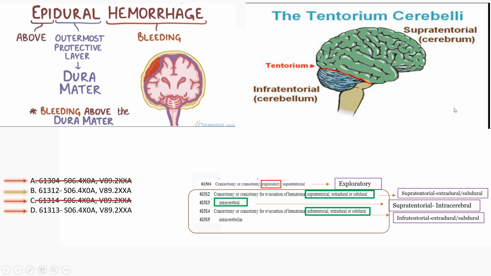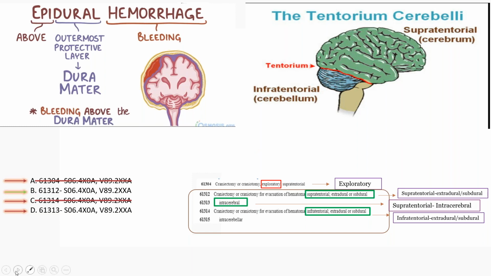And the parietal location is actually over here, in this particular portion. So the hematoma is located in the supratentorial region, and it is not located in the infratentorial region. So option C is incorrect because it is coding for a craniectomy or craniotomy, and the location is infratentorial. For 61314, if a hematoma is located in the infratentorial region over here, that's when we use this code.